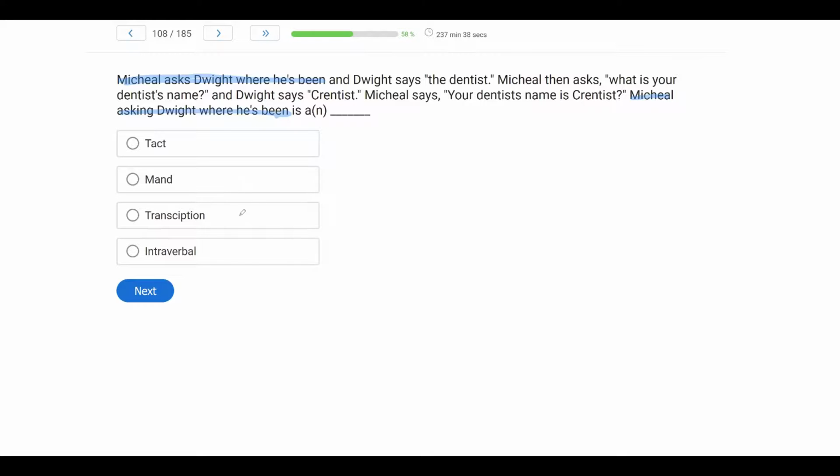It isn't a transcription, right? Because a transcription is evoked by a verbal stimulus where you're writing and copying things down. And Michael is not writing and copying things down. And it isn't an intraverbal because an intraverbal is evoked by a verbal stimulus. So when Michael asks Dwight where he's been, and Dwight says dentist, Dwight saying dentist is now an intraverbal.